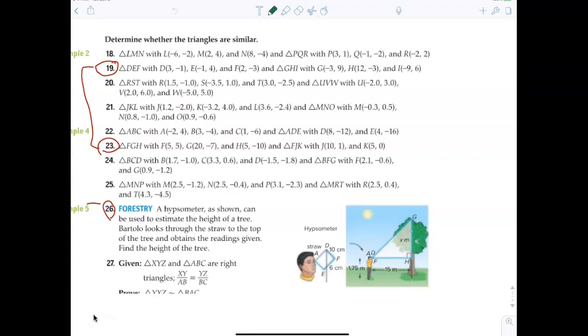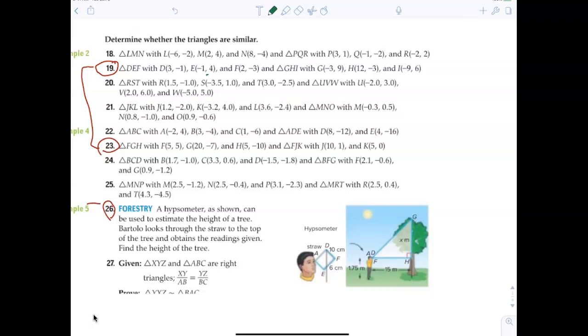Yes, 3 minus -1 squared, -1 squared, then square root. So you have to do that for DE, for EF, and for DF. And then you have to do the same thing for GH, HI, and GI. And sometimes to me it's easier just to graph it, but for some people it's not necessary, right?